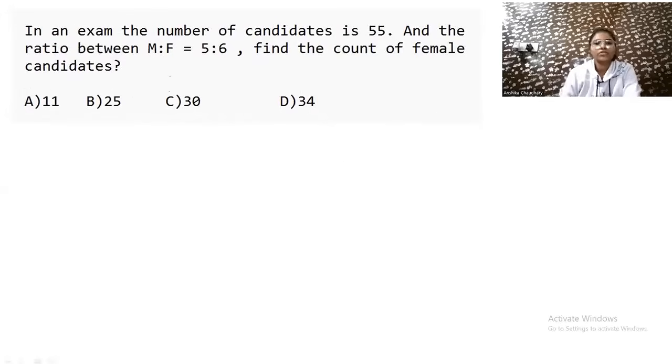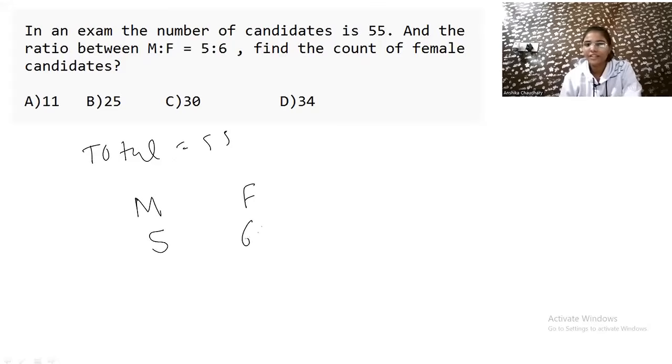All right, the next question is again from ratio and proportion. Ratio and proportion, percentage, profit and loss, number system, these types of topics are very important for exams, in any kind of exam. In an exam, the number of candidates is 55, and the ratio between male and female is 5:6. So suppose there are 5 males and 6 females.